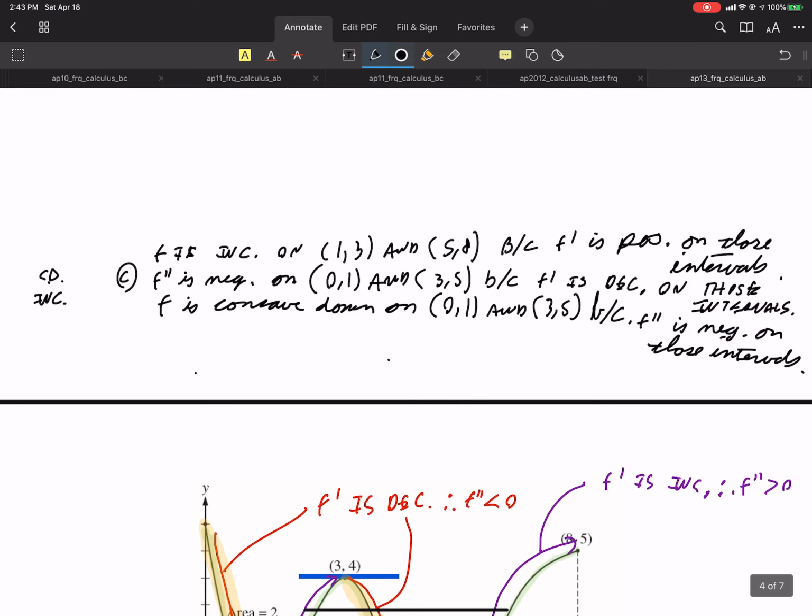So our final conclusion, therefore, f is concave down and increasing on 0 to 1 and 3 to 4. Finito. One more part to go.